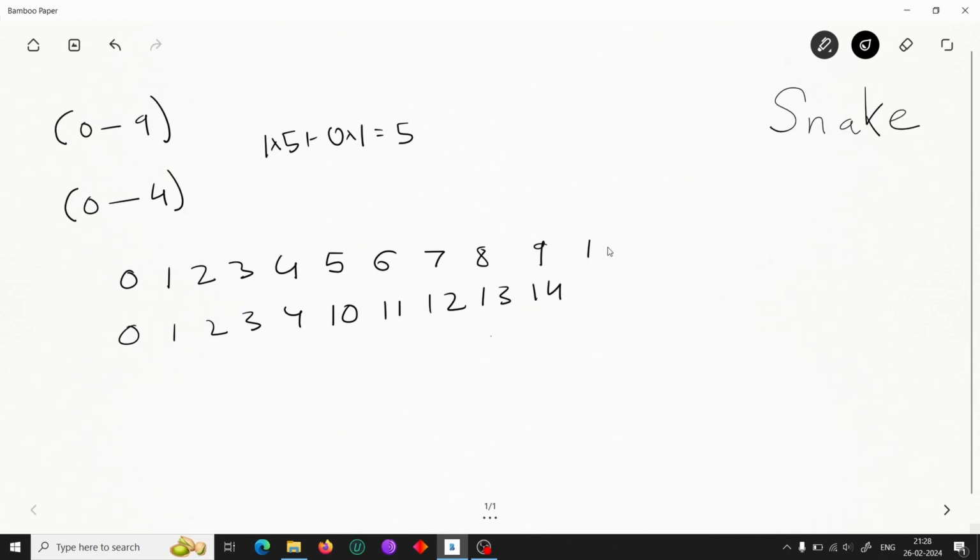And when it comes to 10, it will become 20. Why? Again, expand it: 2 times 5 plus 0 times 1. What does it mean? It becomes 10, basically.